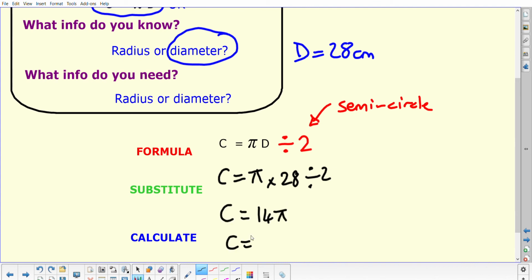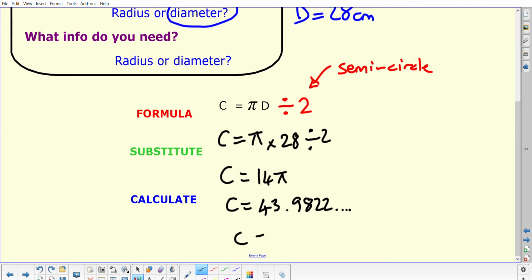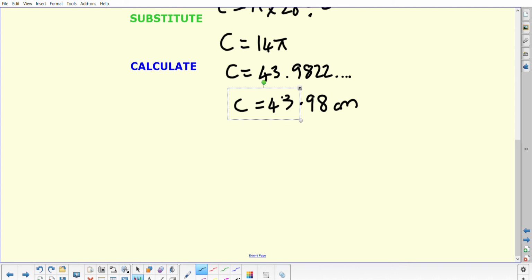You then do your SD button, and that would come out to be 43.9822, all of the other digits. And rounding that to 2 decimal places would be 43.98. And again, we're in centimetres for your answer there.